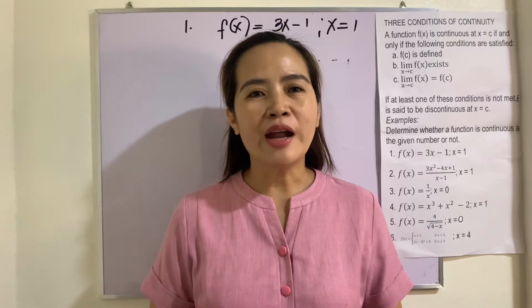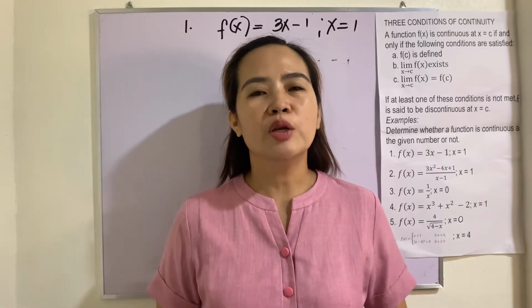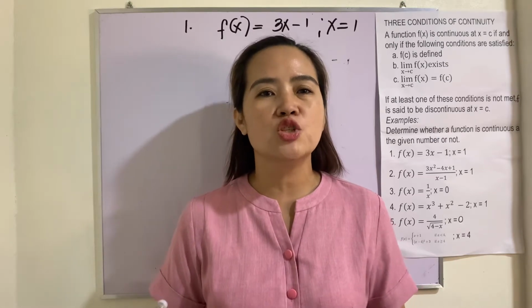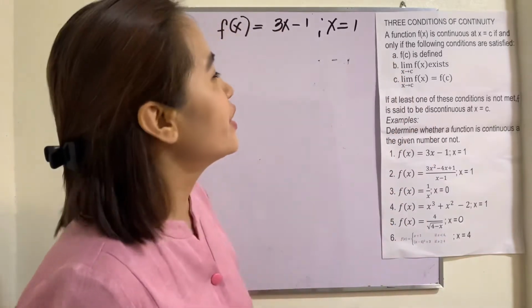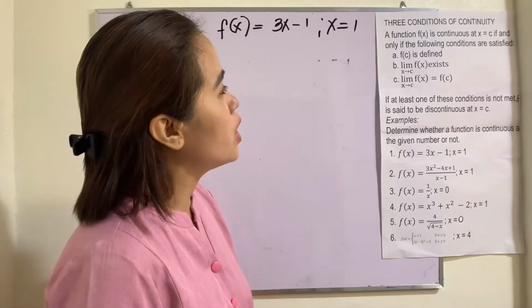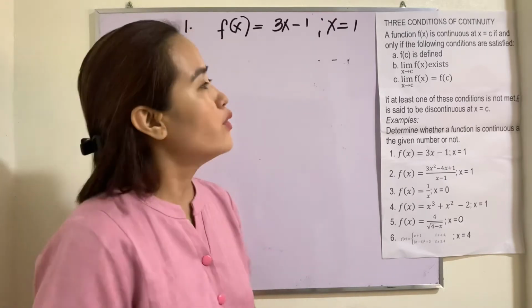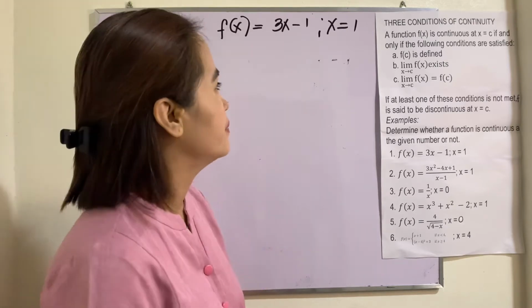Good day, everyone. Our most essential learning competency for today is to determine whether a function is continuous at a given number or not. Three conditions of continuity. A function f of x is continuous at x equals c if and only if the following conditions are satisfied.